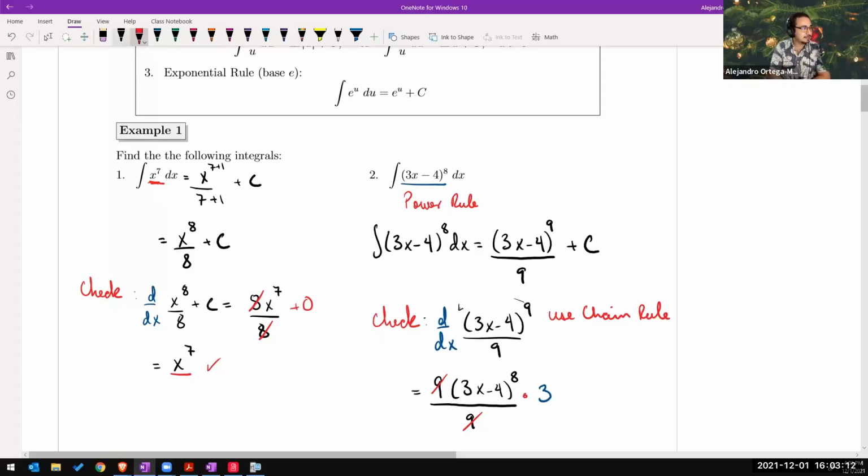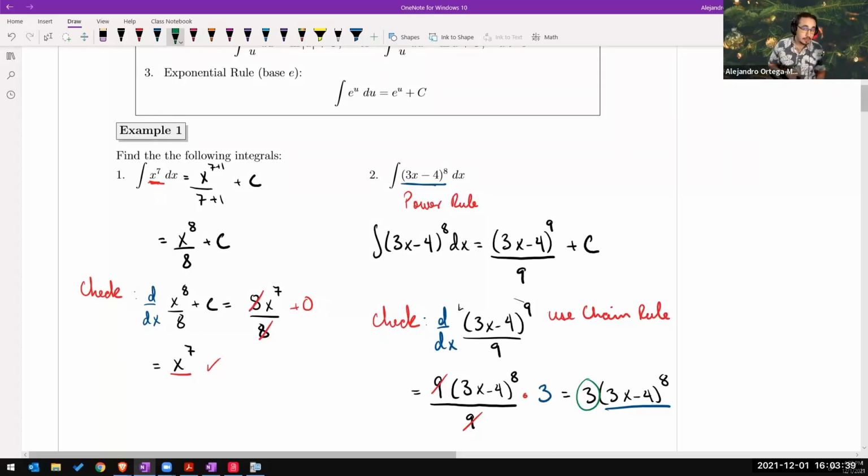Because this is equal to 3 times x minus 4, 3 times (3x minus 4) to the 8th. So we managed to get this right here, but we got this 3 here that's basically messing up our guess. It's very close though, not quite there.